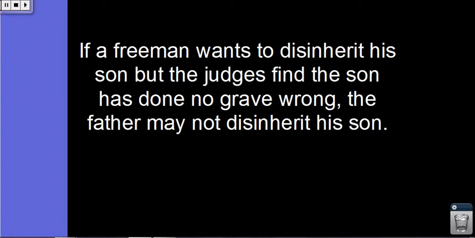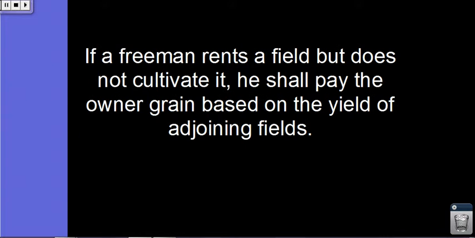If a free man wants to disinherit his son, but the judges find the son has done no grave wrong, then the father may not disinherit his son. Fair? Not fair? Who's Hammurabi trying to protect? Those are the questions I'm going to ask you every time.